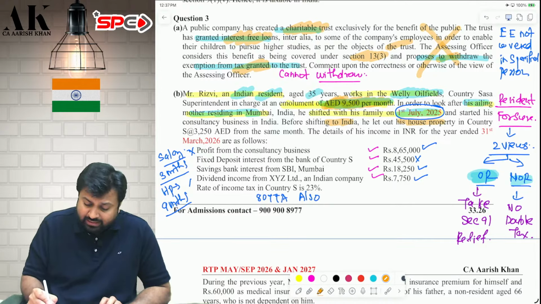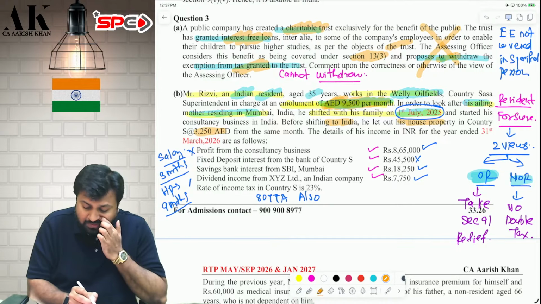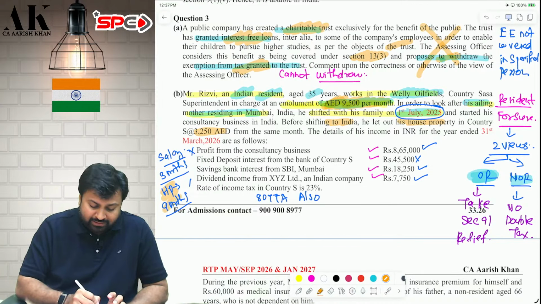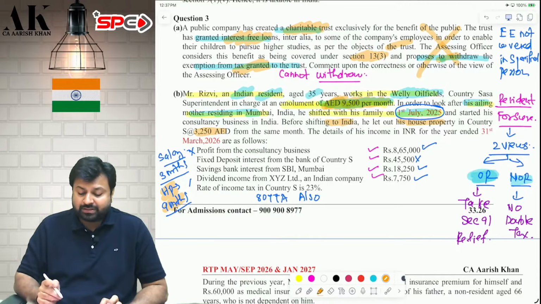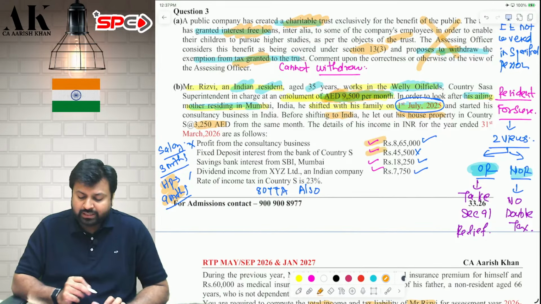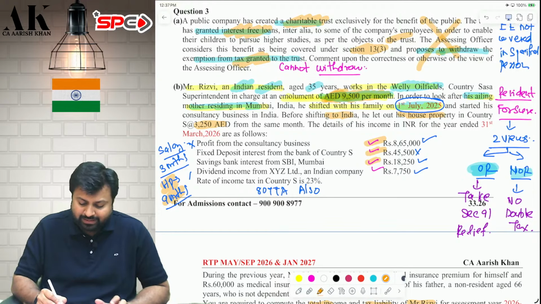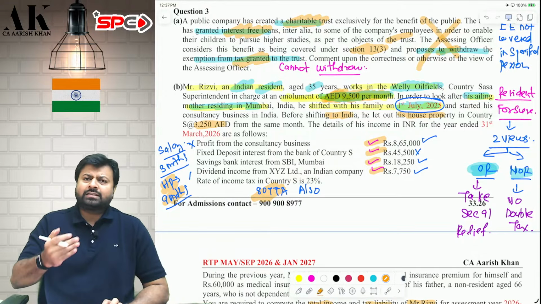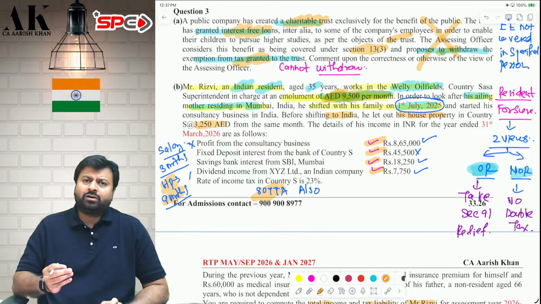Then when he came to India, he has given his property on rent in his country at 3250. So from July he has given the property on rent. So 9 months rental income will also be taxable minus 30% standard deduction. Then business income in India will be taxable. Fixed deposit interest will be taxable. Saving bank interest will be taxable. Dividend income will be taxable. Yes, he can claim 80TTA also as a deduction under chapter 6A because he is following old regime.